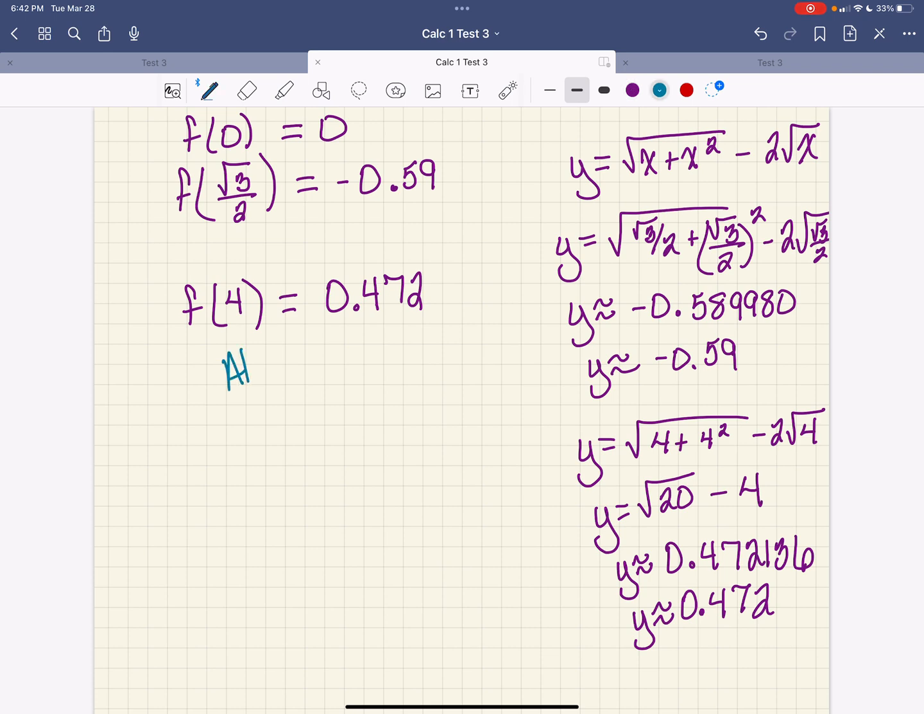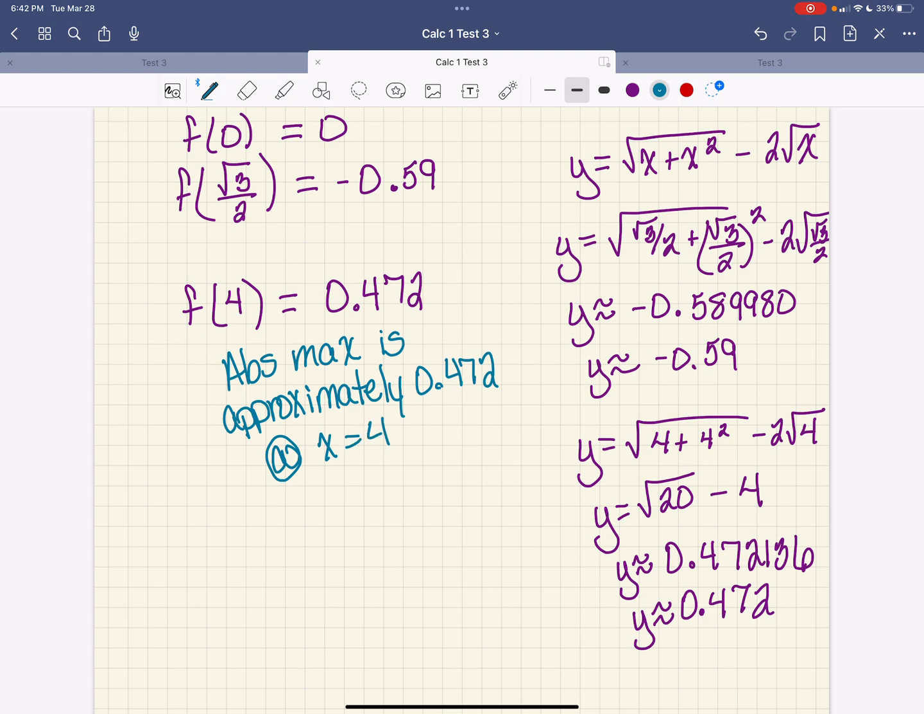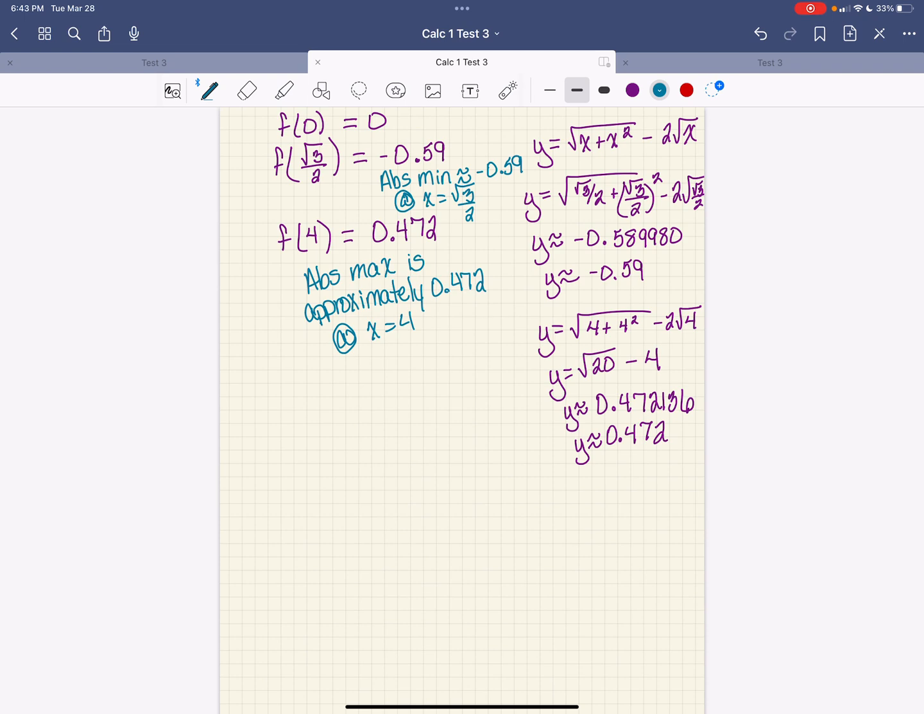So our absolute maximum is approximately 0.472, and it occurs at x equals 4. And then our absolute minimum is approximately negative 0.59, and it occurs at x equals positive square root of 3 over 2. Okay, I hope that helps, and let me know if you have any questions.